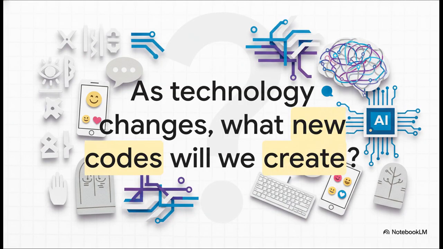Which leaves us with one last thought to chew on. From the very first cave paintings to today's instant messaging, our tools for writing are always evolving. So what's next? What new codes are we creating right now, with emojis, with memes, even with AI? And how will they shape the way we all communicate in the future?